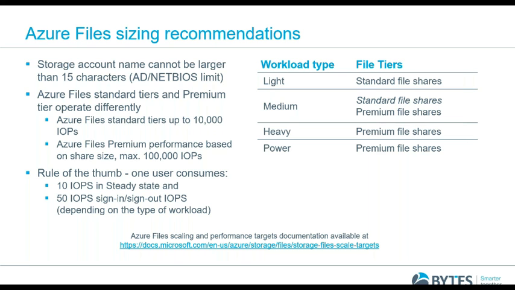And this rule of thumb comes from FSLogix. You need about 10 IOPS in steady state, so as a user is just working ongoing per user session, and you need 50 for that login and log out. So that's where that login storm happens within WVD. You might be familiar with login storms with other EUC desktop virtualization technologies, VDI solutions. So 50 IOPS for that login and log out.